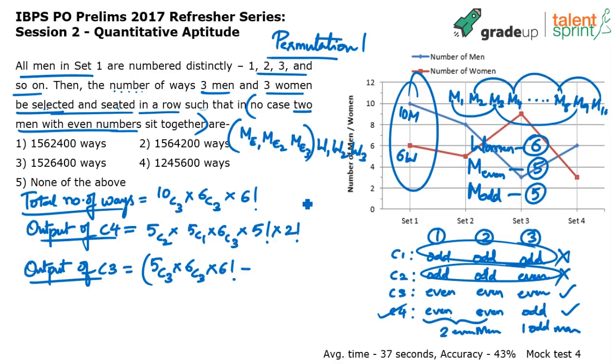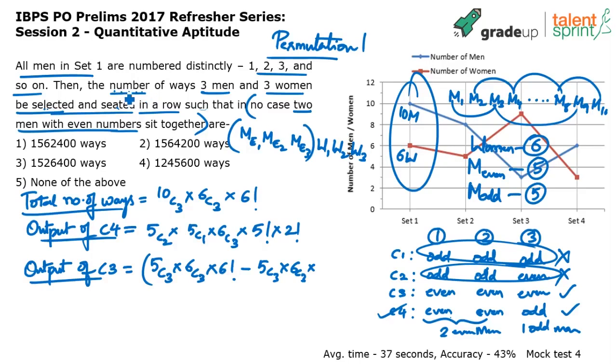Yes or no? Where the 2 even men are together. How do you subtract that? See, selection is again the same, 5C3 into 6C3 only. But the arrangement is as follows. Whenever you don't want any 2 even men, any 2 units, to be together, first arrange the others. So this is again like that, no?